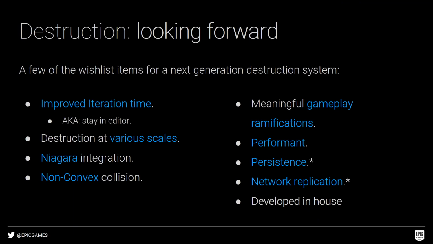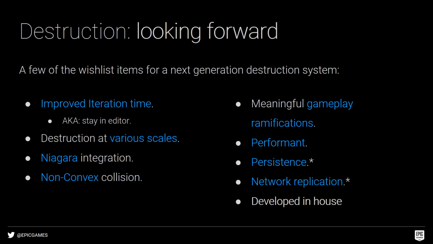So what did we want out of a new destruction system? Iteration time. We wanted to keep people within Unreal Engine at all times. That speeds up the loop faster and faster. Make a change, view it, make a change, view it. We wanted to support destruction at various scales, from human scale to building scale to entire city blocks. Niagara is our new particle system, and we wanted very tight integration with Niagara as well. You can do some pretty amazing things with Niagara, so we believe that's how you're really going to be able to take your destruction to the next level. Non-convex collision. Collision's always a sticky issue. All of my artist friends that have had to author collision shells for years know what an issue that is. So having a way to automate that and do non-convex collision was a big deal.